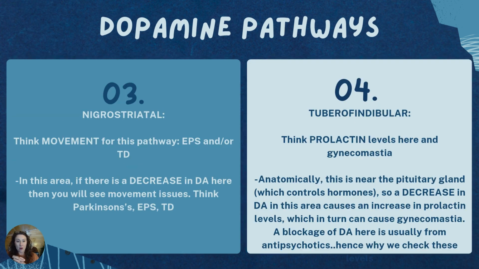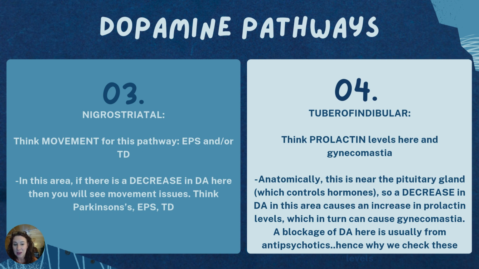So for our nigrostriatal, as soon as you see the word, you need to think movement. Nigrostriatal is the movement center. You automatically think EPS or TD when you see nigrostriatal. So in this area, if you were to think about kind of what I said at the beginning of this video, what do you think would cause movement issues? Would it be an increase or a decrease of dopamine? Think back to Parkinson's and what Parkinson's treatment does. So Parkinson's is a movement. We have movement disorder there.